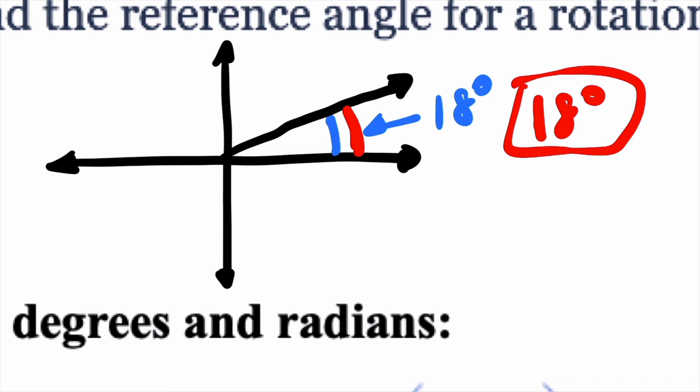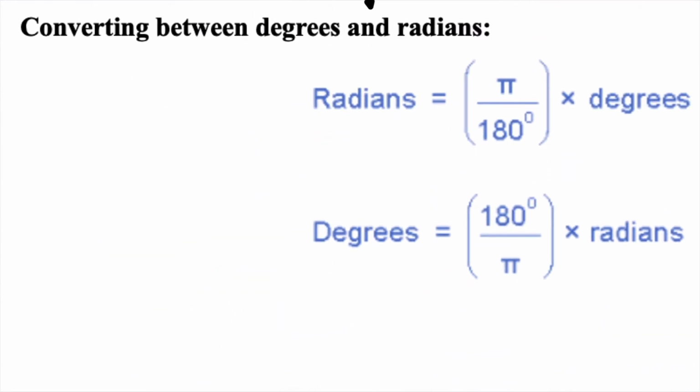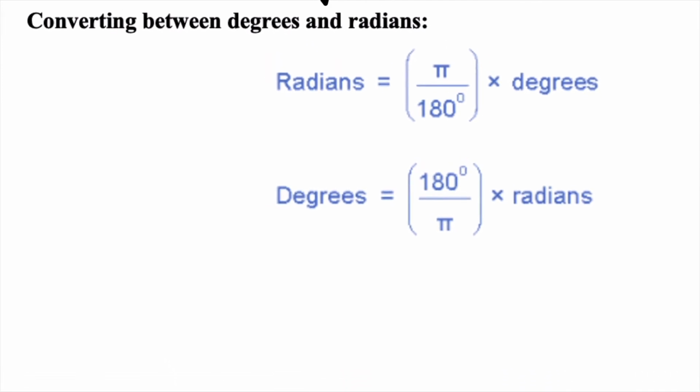Okay. All right. The last part of the notes is this thing called radians: converting between degrees and radians. Okay, so degrees and radians are just two separate systems of measurement.